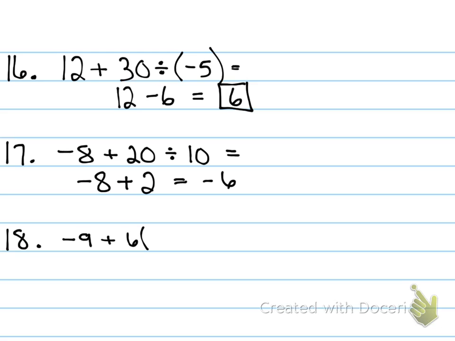All right, number 18. Negative 9 plus 6 times negative 4. All right, so what do I do first? What is 6 times negative 4? Negative 24. So that's why the negative is there. Do you see that, Andrew? That's why the negative's there.